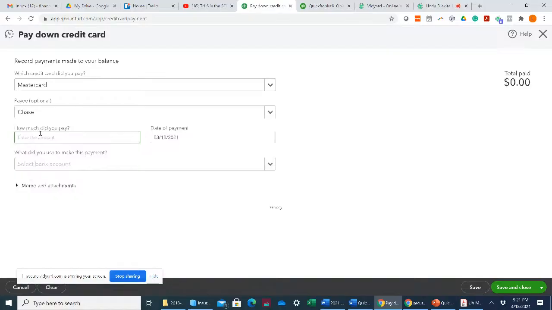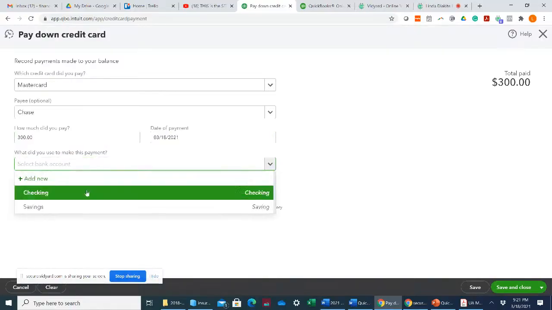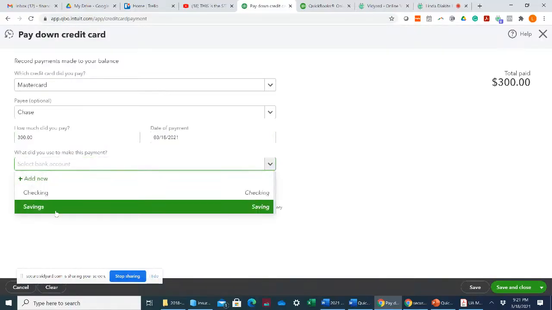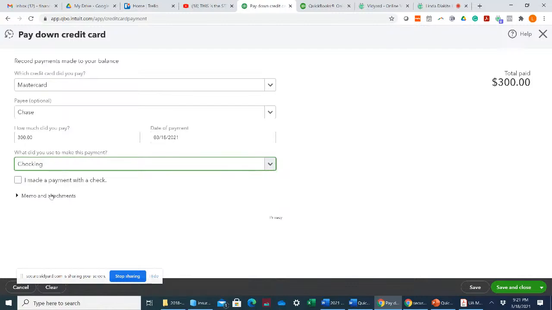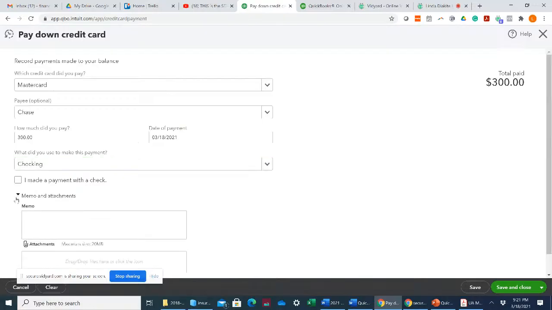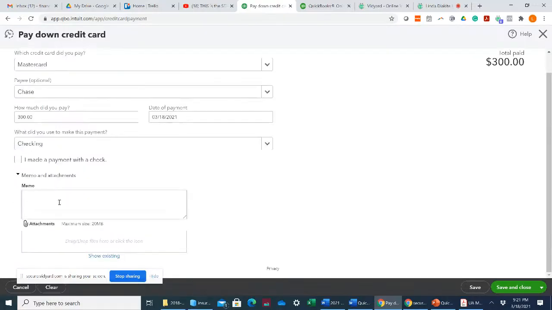How much did you pay? Let's just say it was $300. Then the date of payment. What did you use to make this payment, your checking or your savings? You would put your checking. I made a payment with check, so you would select that. You can also put a description here, and you can also attach the statement.